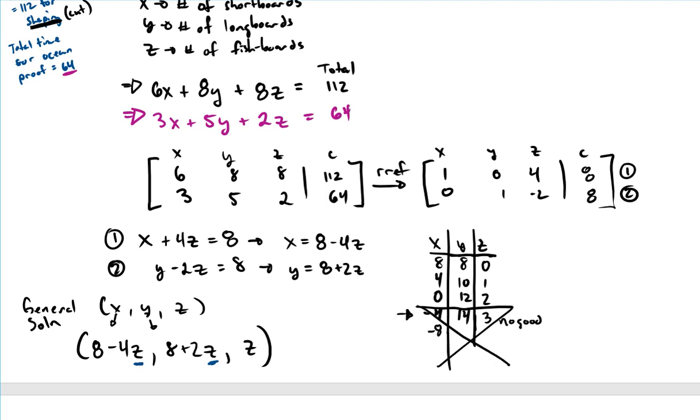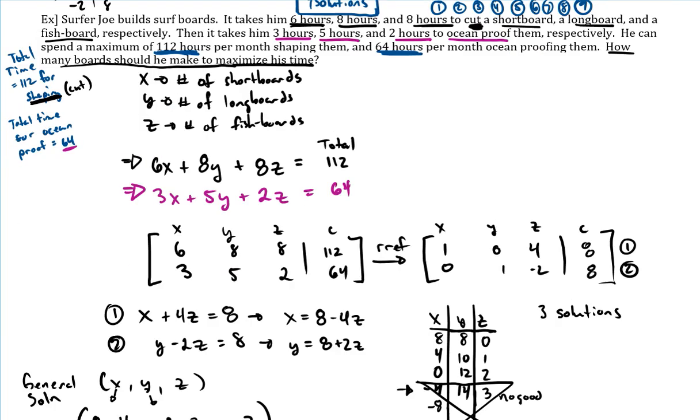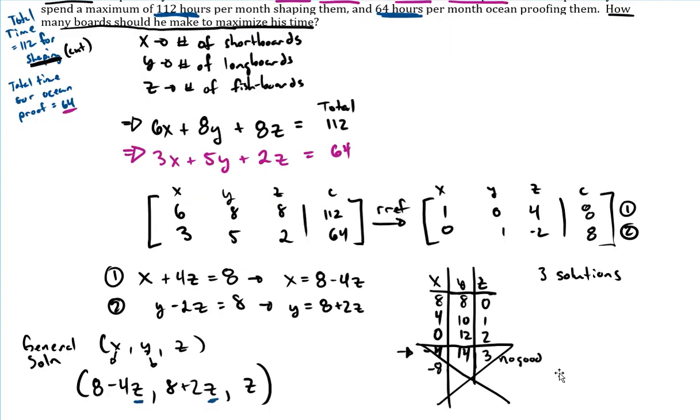So it looks like these are the 3 solutions that he could do. So Surfer Joe's got 3 ways he can maximize his time. And if they really wanted it in words, I'm kind of running out of room. Let's put it like this. So 8, 8, 0 is one option. 4, 10, 1 is one option, and 0, 12, 2 is another option.